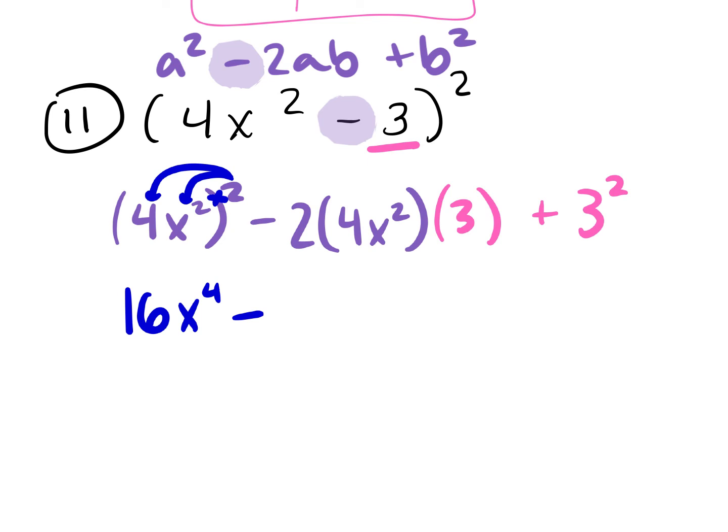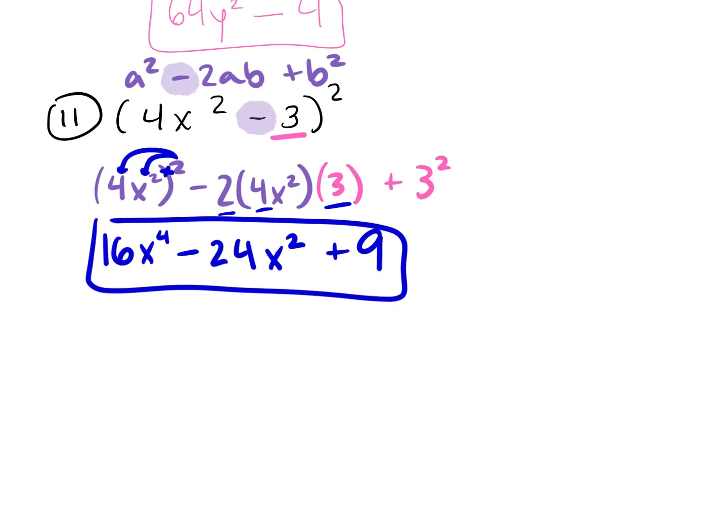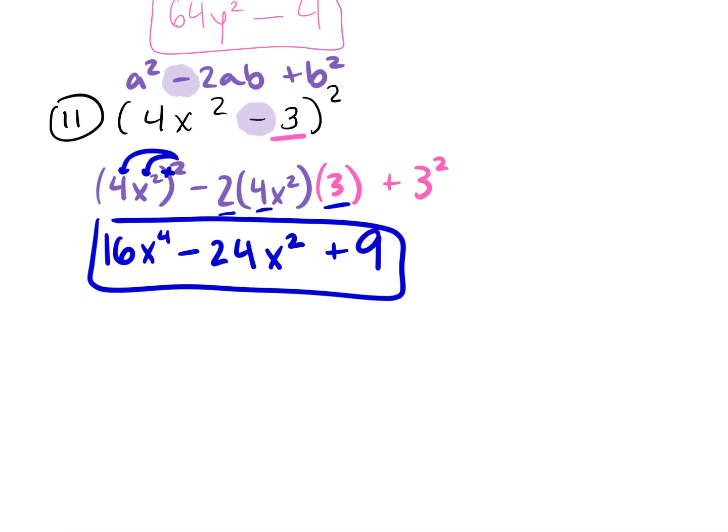Then in the middle, I have 2 times 4 times 3. What's 2 times 4 times 3? 24x squared. I just leave that x squared there because I have no other x's that are multiplying to it. And then lastly, I have plus 9. 3 squared is 9. Any questions?